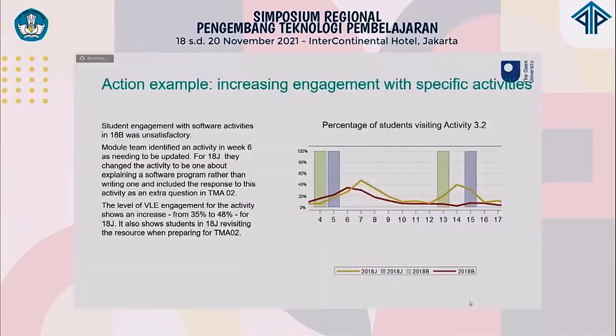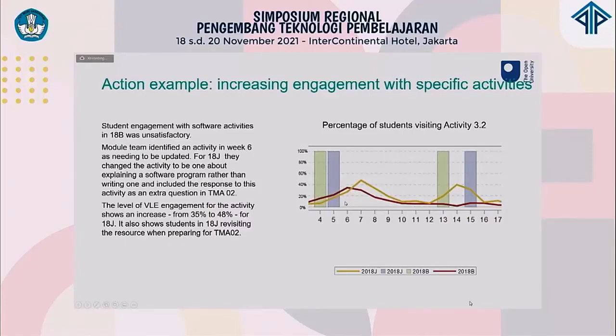So let me show you an example of an evaluation of something that we did in one of our courses. We have 2 presentations a year, a B presentation and a J presentation. And in 2018, there was a problem with a software development course with software activities. The module team identified an activity in week 6 that needed to be updated, because if you look at 18B, this brown line here, there's a problem with a lack of activity that was needed.